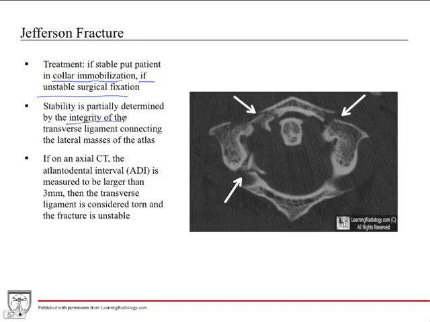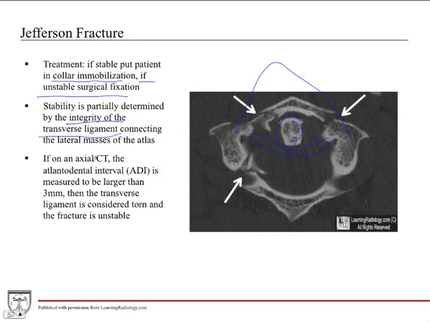Partially, it's by the integrity of the transverse ligament. We haven't gone over that yet because we're going to do the ligaments in a few slides. But what I'll show you here is the transverse ligament goes across like this, okay? It connects the lateral masses, so you have a lateral mass here and here. Then this transverse ligament comes across here and wraps around the dens, the odontoid process, okay? And it helps keep this whole atlas C1 structure intact, okay?